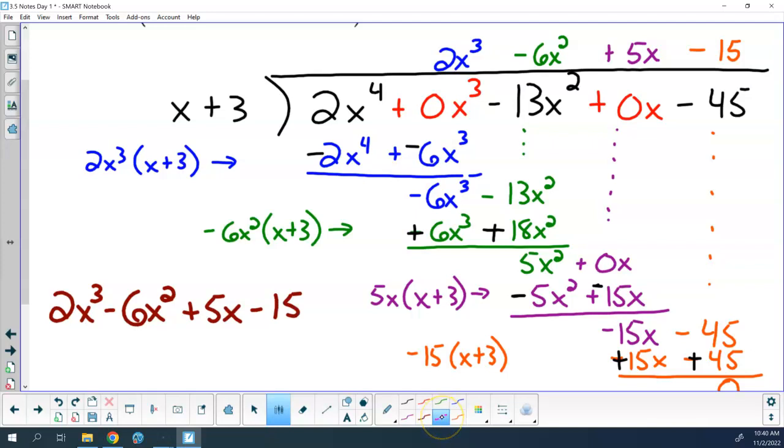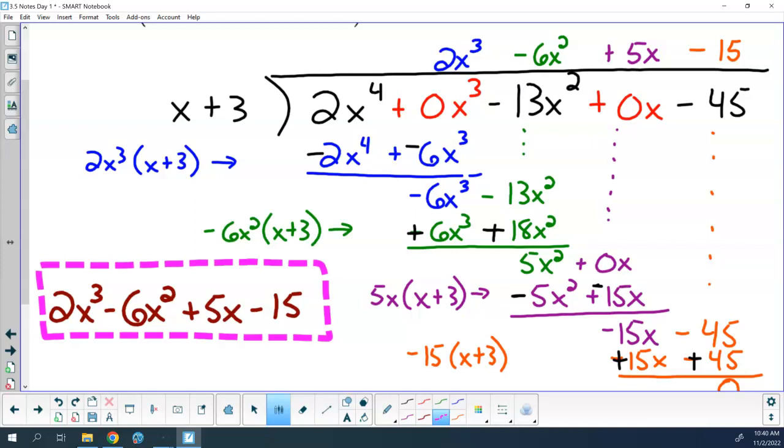Does anybody know what that means with having a remainder of 0? What does that mean? That x plus 3 is a factor of it. So x plus 3 times 2x cubed minus 6x squared plus 5x minus 15 ends up being our original dividend. Okay?